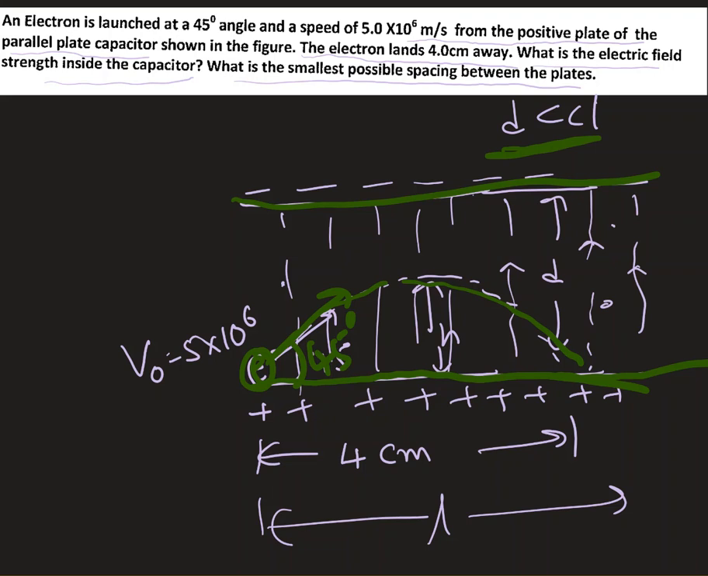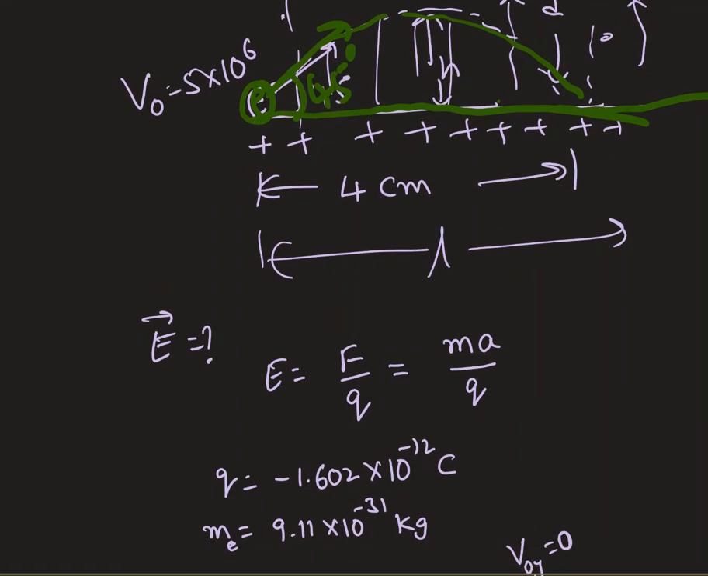Okay, as I mentioned, converting these words into a picture is a little difficult, especially in physics. So as long as you do it right, almost 30-40% of the problem you've already solved. So the question he's asking is, what is the electric field strength between the plates, the E value, as well as what is the smallest possible spacing between the plates. So those are the two things he's asking about.